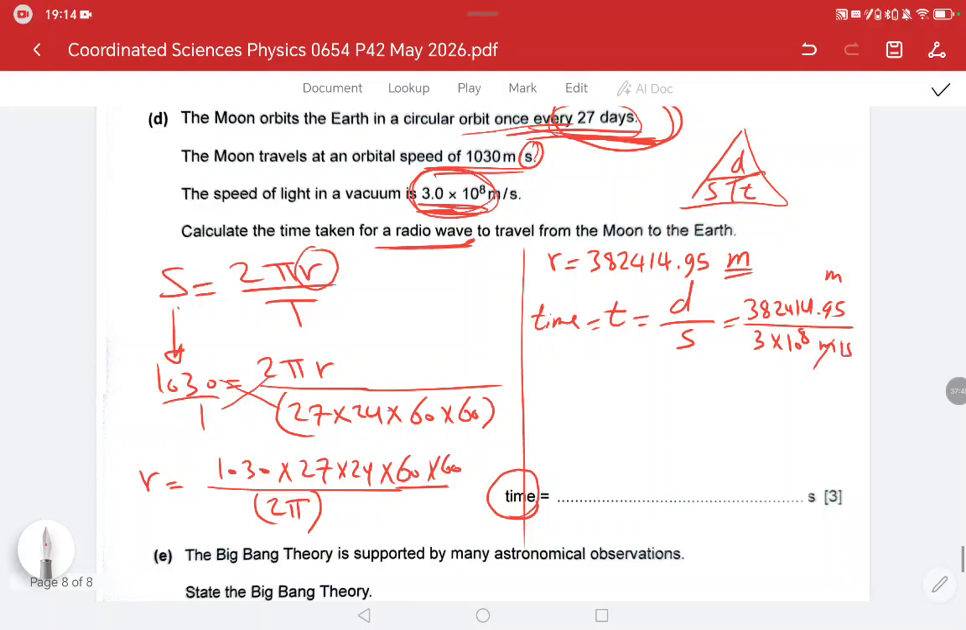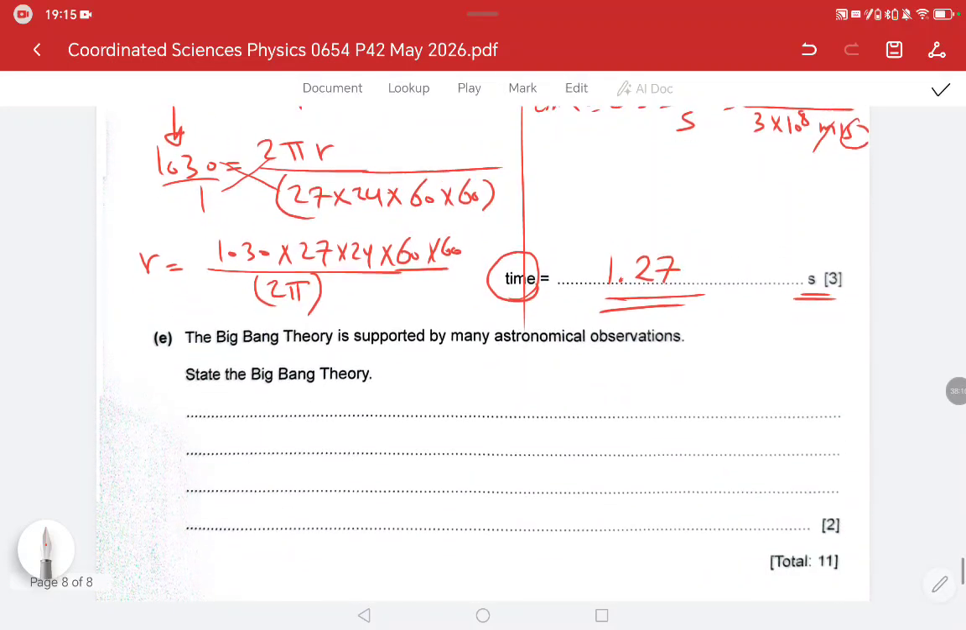So the answer in this case will be in what? In seconds. So let's take the answer from the calculator, divided by 3 times 10 to the power of 8. So the answer is 1.27. So this is the answer of this question.